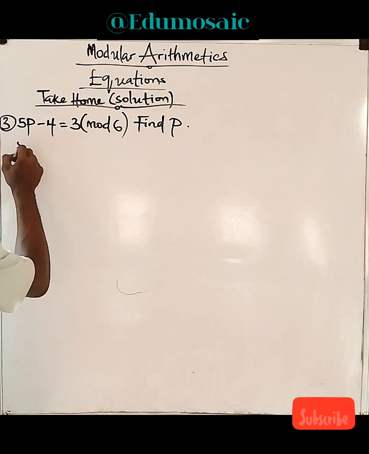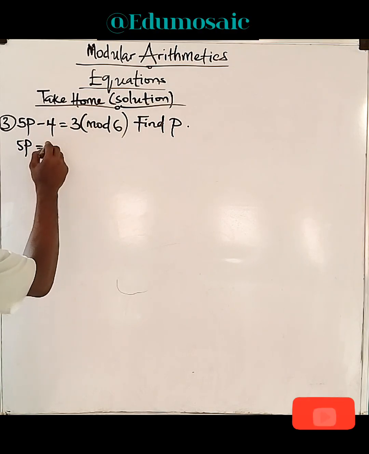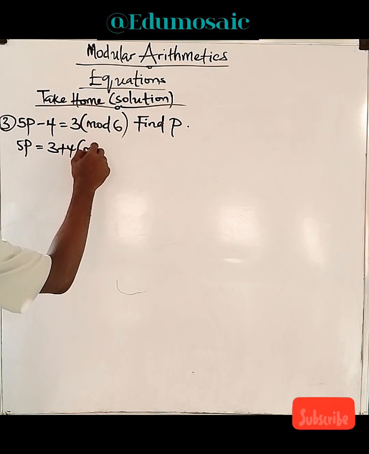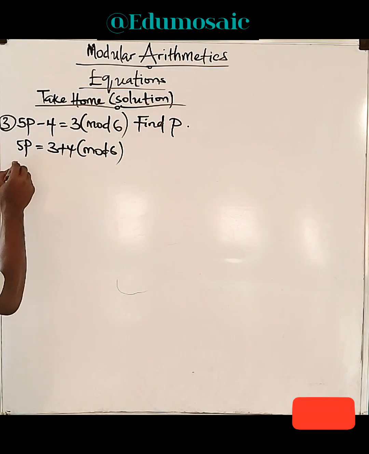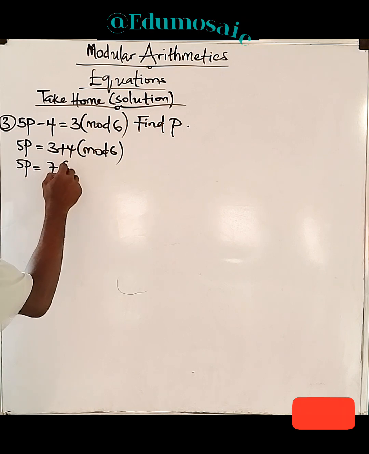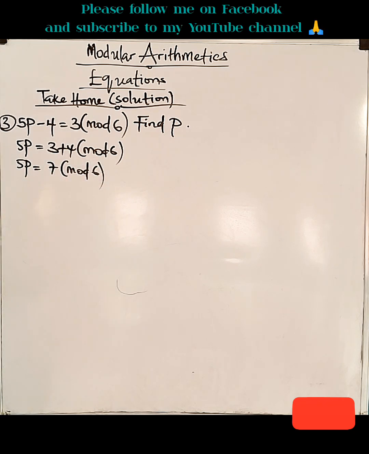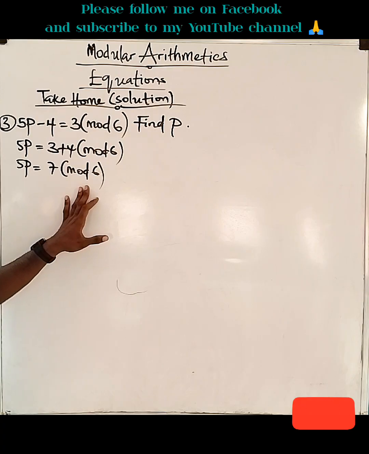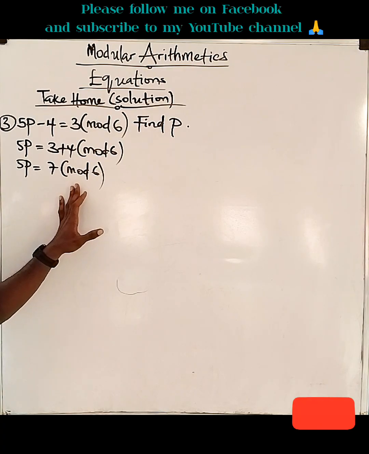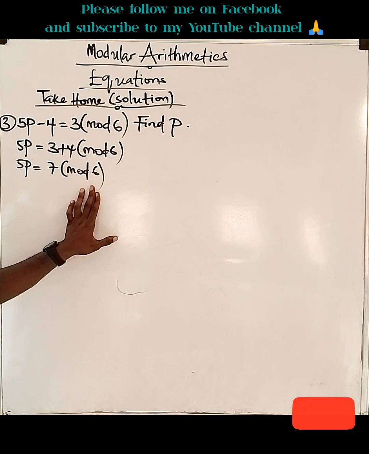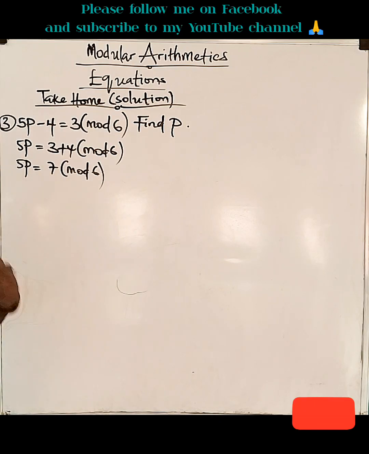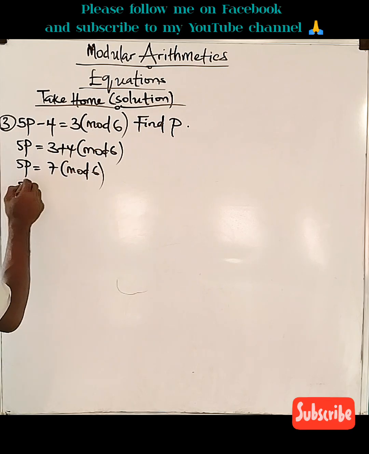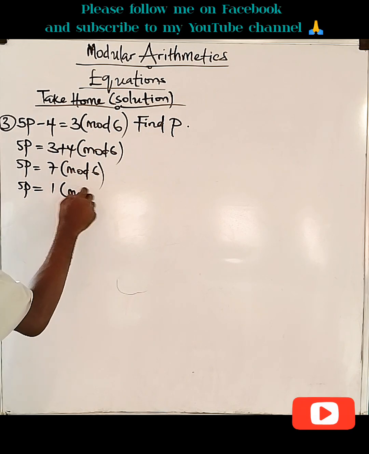So what I'm going to do first is 5p, we send the minus 4 to the other side: 3 plus 4 in modulo 6. So 5p equals 7 in modulo 6. Now when you look at this, the 7 should not even be in modulo 6. It's way bigger than the modulo 6 you're talking about here. So we can reduce the 7 to a 1 modulo 6. It's very simple to do this: 7 divided by 6 leaves a remainder of 1. So it's more or less like saying 5p equals 1 in modulo 6.